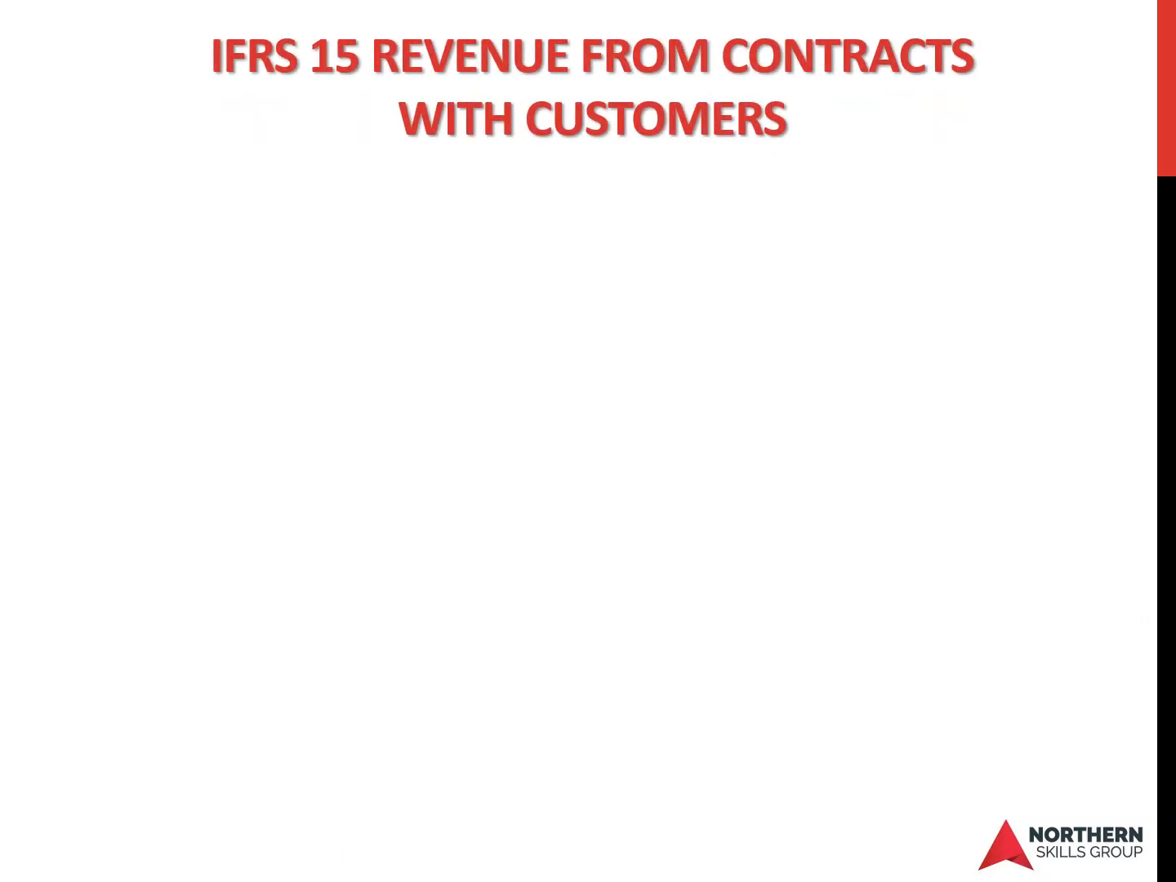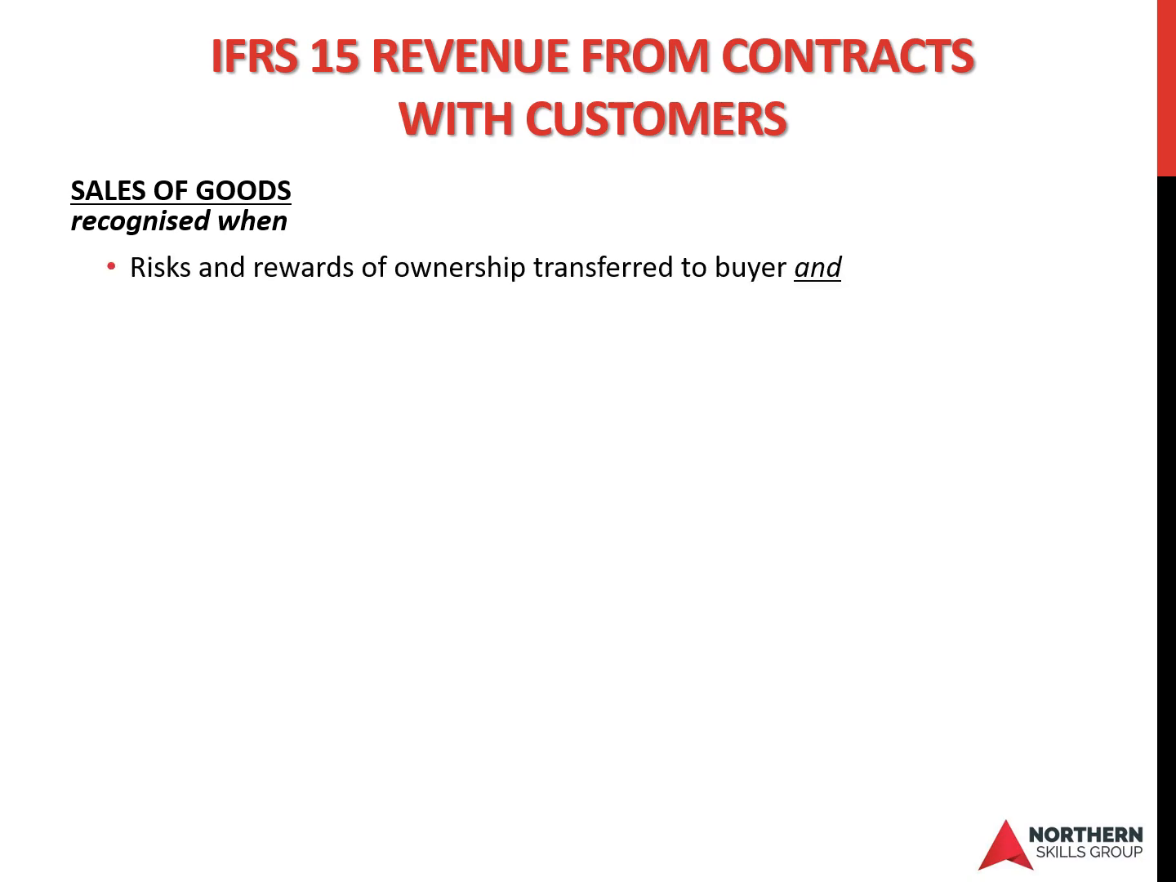So the last standard you're likely to come across is the standard that deals with when sales should be recognized in the profit and loss account. That's IFRS 15, and there's guidance given on both the sales of goods and the provision of services as well. In the case of sales of goods, you should only recognize a sale when all the risks and rewards of ownership have been transferred to the buyer. So if that particular item was lost or destroyed, then it would be the buyer that suffered the loss, not the supplier. The seller has no further control over the goods.